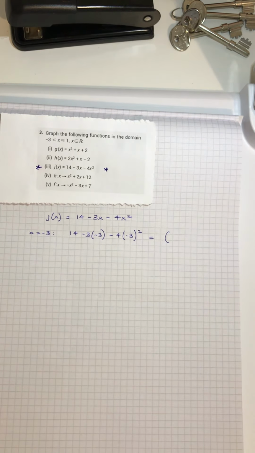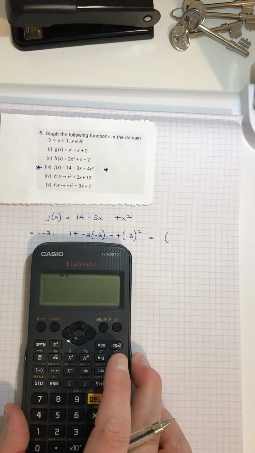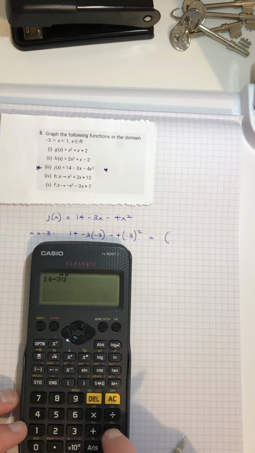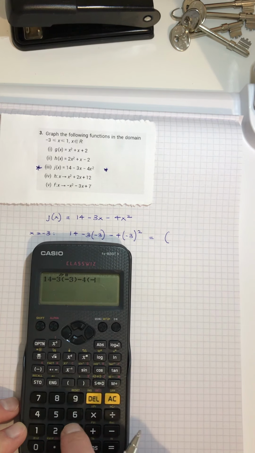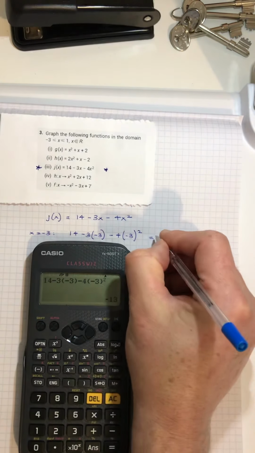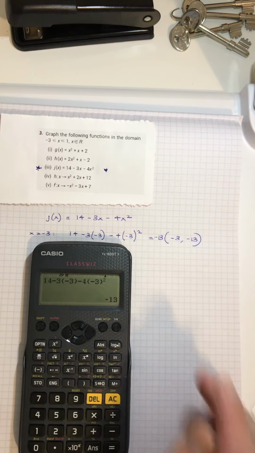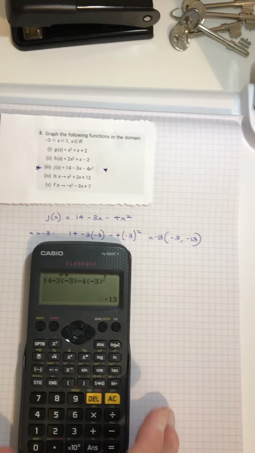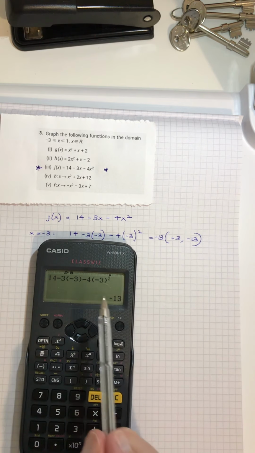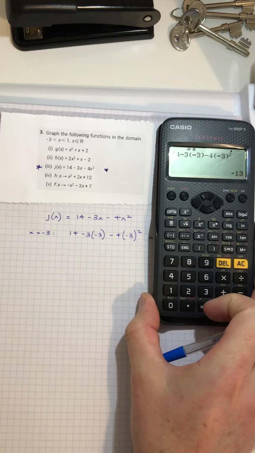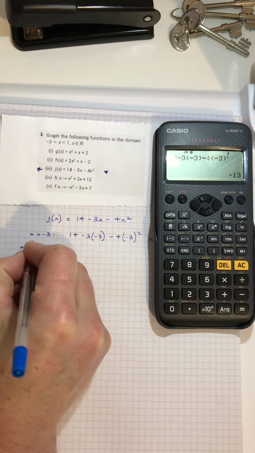And again, get out your calculator and type in exactly what you see. So 14 minus 3 times minus 3 minus 4 bracket minus 3 close the bracket squared. And we get our answer as minus 13. So minus 3 and minus 13 will be the first point on that graph. Okay, and now you can just use this and your arrows to change. So the next one, I'll leave that up there for you, will be x equal to minus 2.